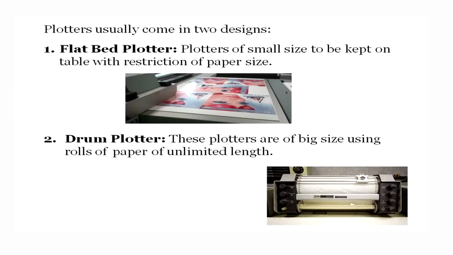The flatbed plotter, which is of relatively small size. It can be kept on the table just like a scanner, and you have a specific size of paper on which a flatbed plotter can print. You cannot exceed a particular size of the paper that is set through the plotter. Drum plotter, on the other hand, has the roll of paper that is used. The length of the paper can be unlimited and you can print huge drawings, huge maps through this particular type of plotter.